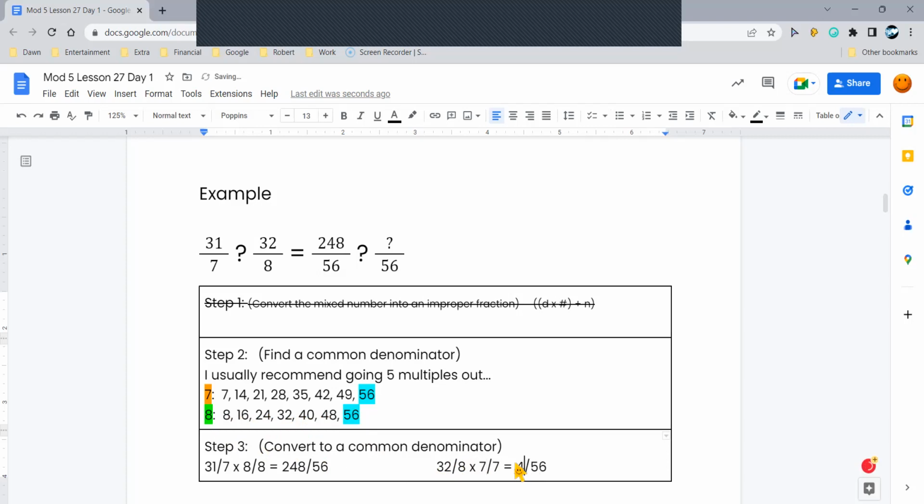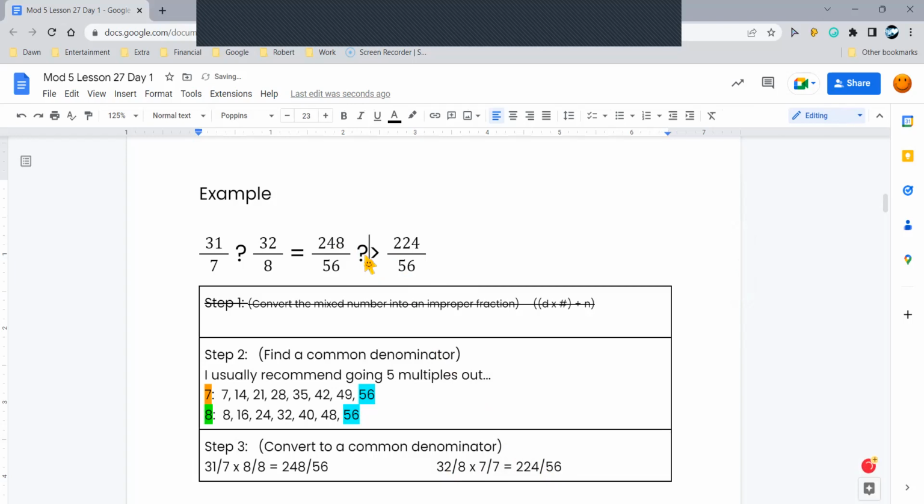So I'm going to put a 4 here, and I'm holding a 1 up because I have the 1 in the tens. And then I do 7 times 3 is 21, plus the 1, which is 22. Okay, then right up here, I go 224. So which one's bigger, 248 or 224? 248 is bigger.